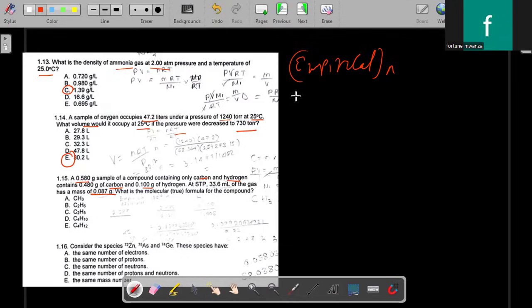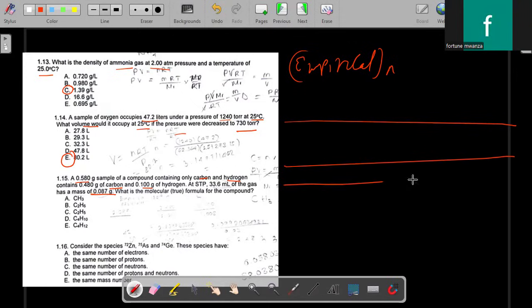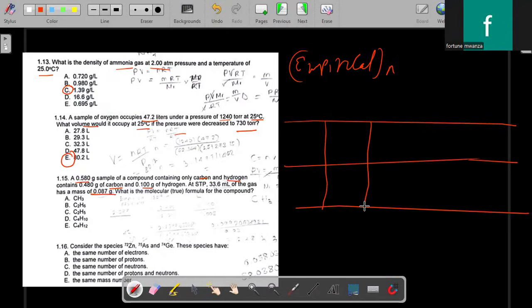So let's follow those steps. Let's get the empirical formula first. I have two elements here, so let me make a simple table. How do I get my empirical formula? I follow these steps. For me to get my empirical formula, I need the number of moles, and I know the formula for my number of moles: number of moles is equal to mass divided by molar mass.